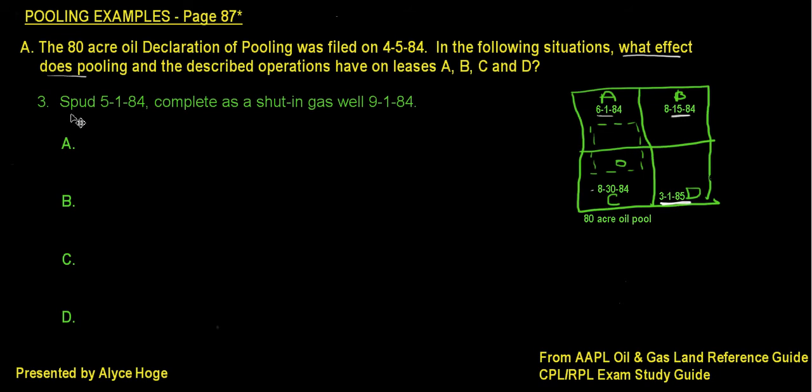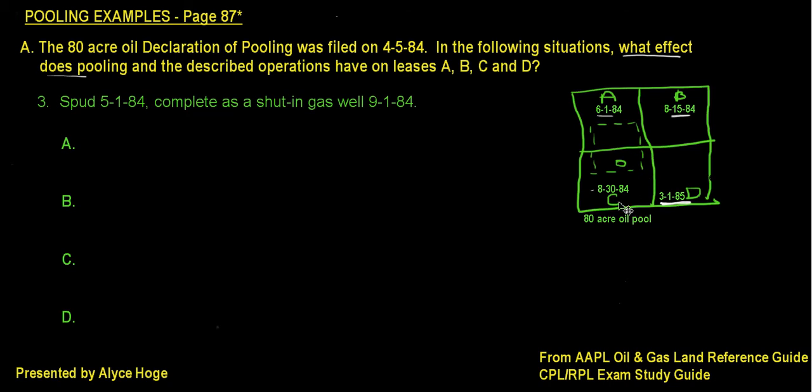Hypothetical 3 is if the well is spud on May 1st, 1984, and completed as a shut-in gas well on September 1st, 1984. As far as lease A goes, lease A is pooled with lease C, and lease C spud a well on 5/1/84, and they completed it as a shut-in gas well in September. Well, note that C is going to be okay.